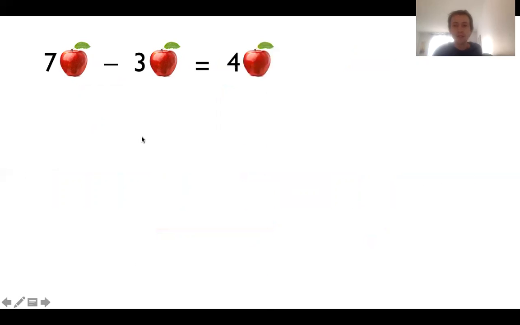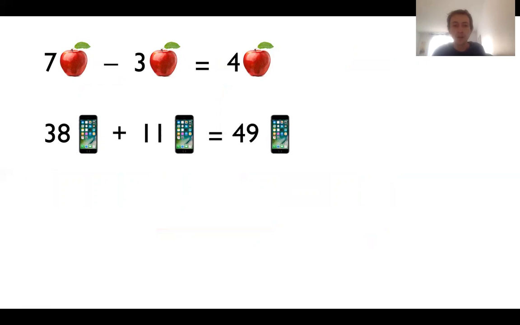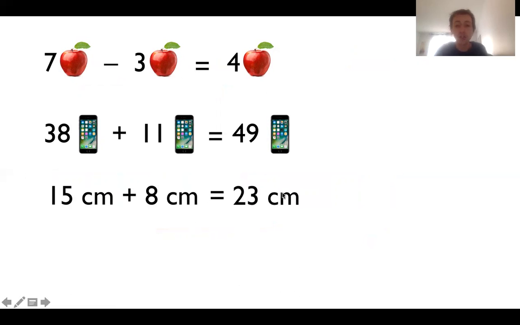So enough of the drawing symbols. It's taking too much time. What if I just showed you something like this? 7 apples minus 3 apples. Well, that's nice and easy. You know it's 4 apples. What if I do 38 phones plus 11 phones? Well, that's going to be 49 phones. What if I do 15 centimeters plus 8 centimeters? Obviously going to be 23 centimeters. You can treat centimeters just like they are symbols.